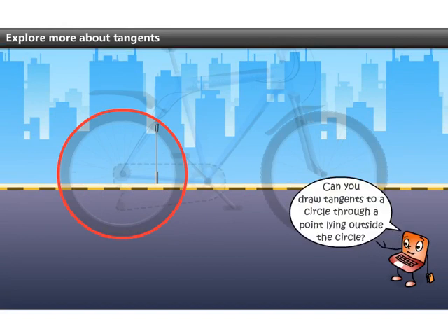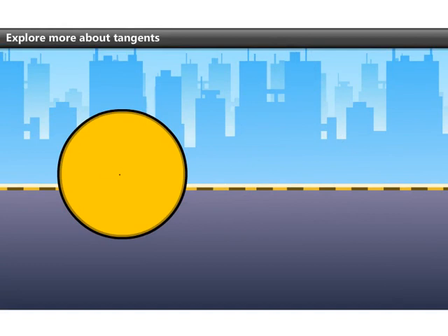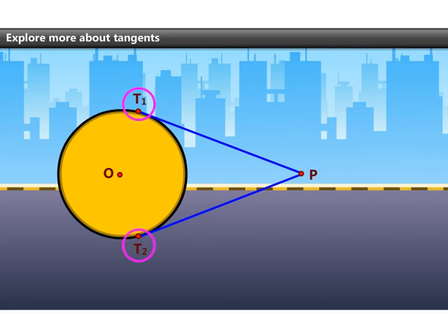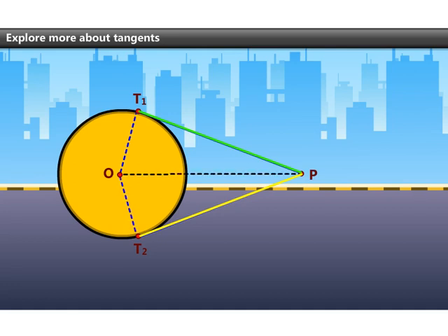Can you draw tangents to a circle through a point lying outside the circle? Yes, we can draw tangents to a circle from a point outside the circle. If T1 and T2 are the points of contact of the tangents, then PT1 and PT2 are the lengths of tangents from P to the circle. So, the length of a tangent is the length of the line segment of the tangent from the external point P to the point of contact with the circle.